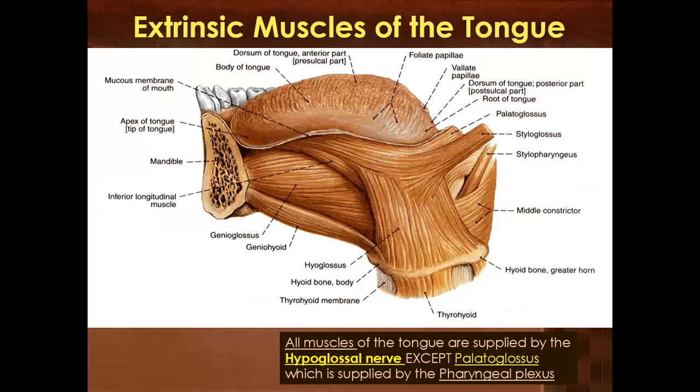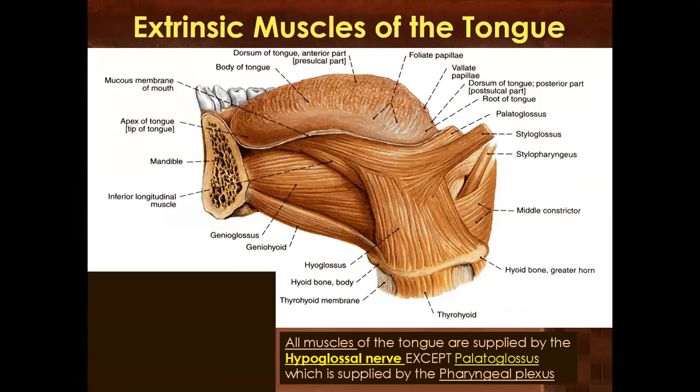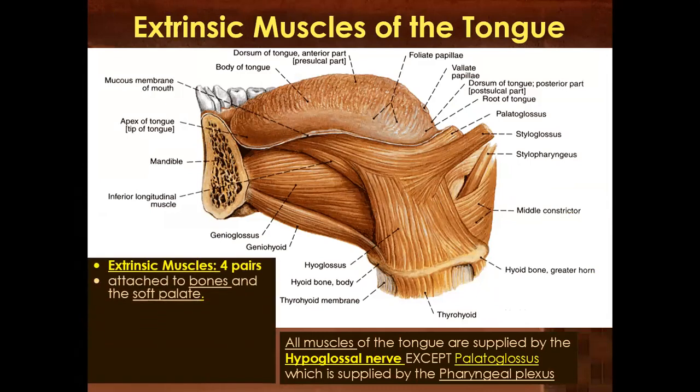Then coming to the extrinsic muscle fibers, which are the most important for the movement of the tongue. There are four pairs of extrinsic muscles of the tongue. As the name indicates, they are all attached to the bone. That's why they are called extrinsic. If they are not attached to any bone, they are called intrinsic. Here they are all attached to the bones, as well as the soft palate, so they are called extrinsic.